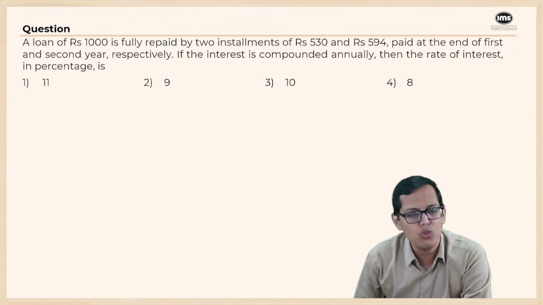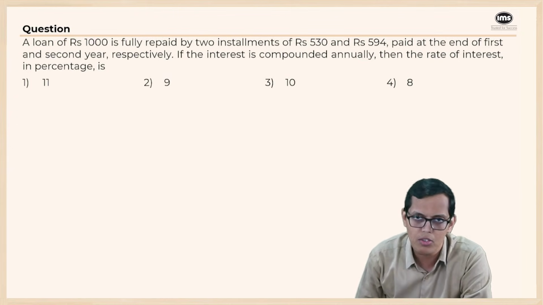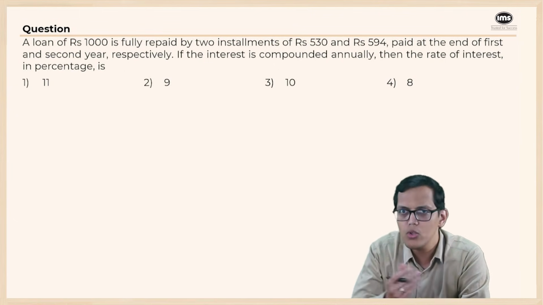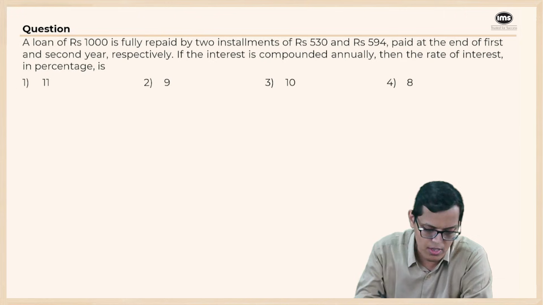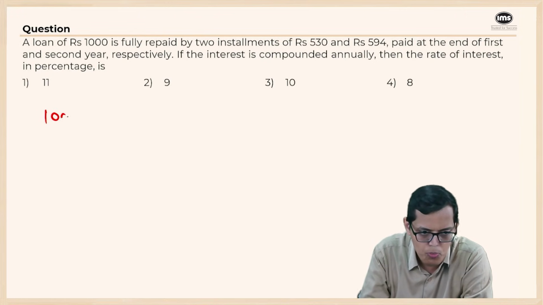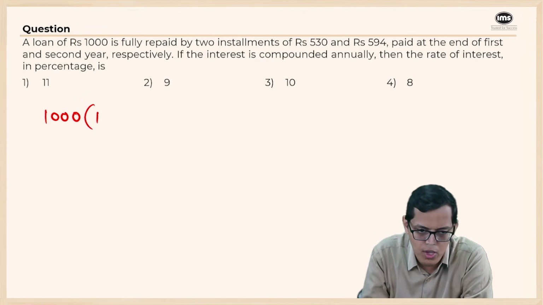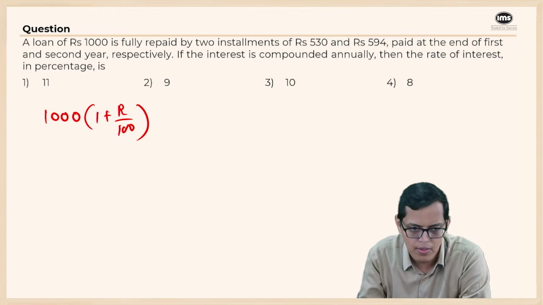A loan of rupees 1000 is fully repaid by 2 installments of rupees 530 and 594 paid at the end of first and second year respectively. Interest is compounded annually. What is the rate of interest? Alright, so let's borrow 1000 rupees. In first year, the amount would have increased by R percentage. Here the R is going to be the answer.